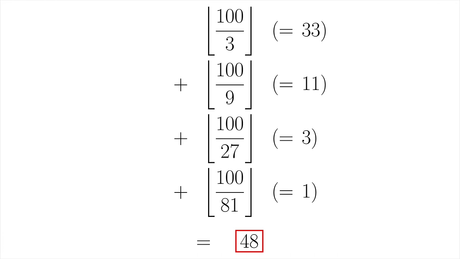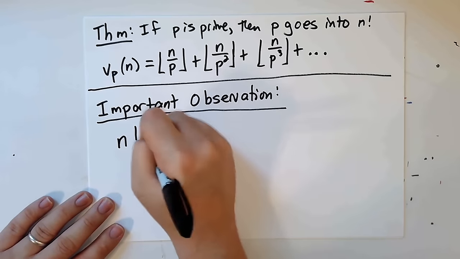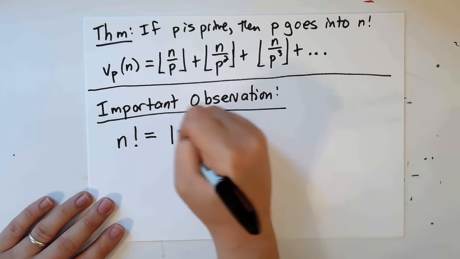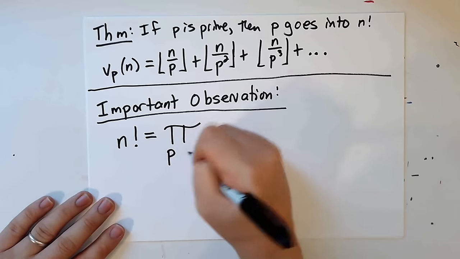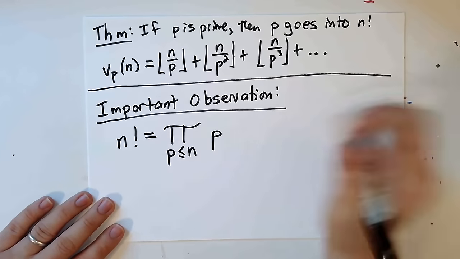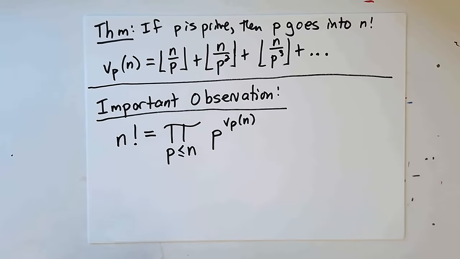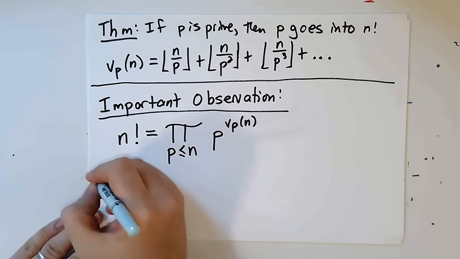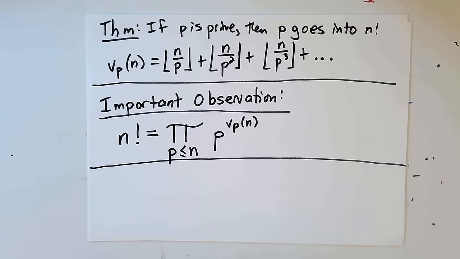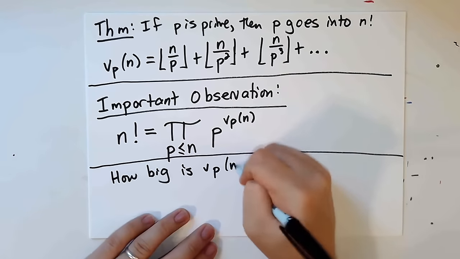And so, in general, it's always going to be the case that n factorial is going to be the product across the primes less than or equal to n of exactly that prime to this v_p(n) power, just like we saw for 100 a second ago. So I want to make an observation about how big v_p(n) is.